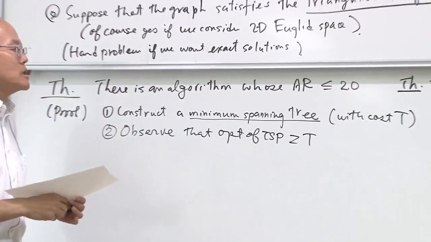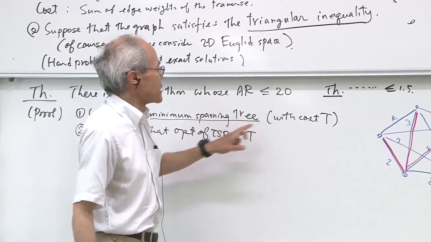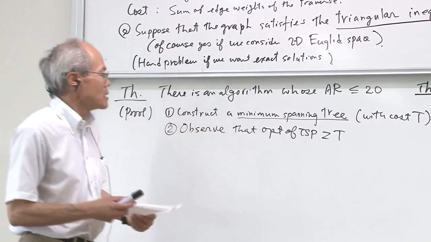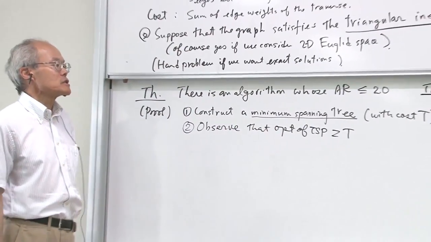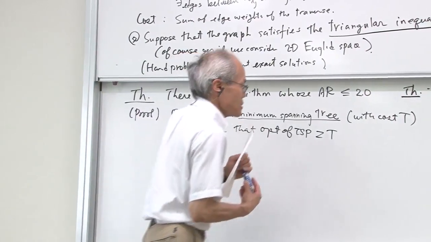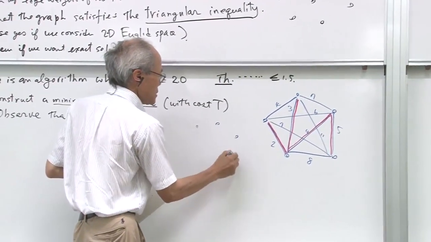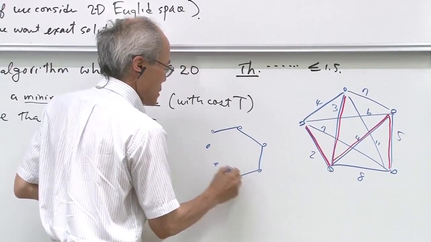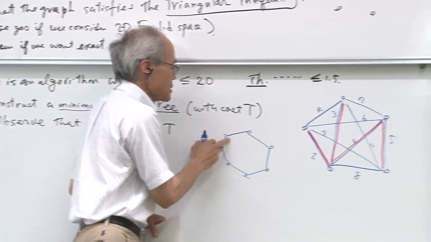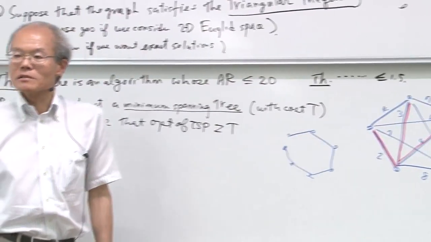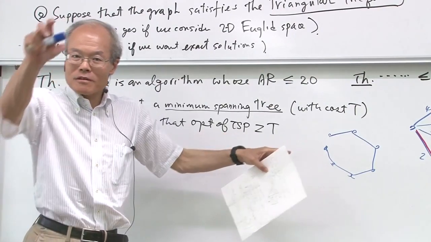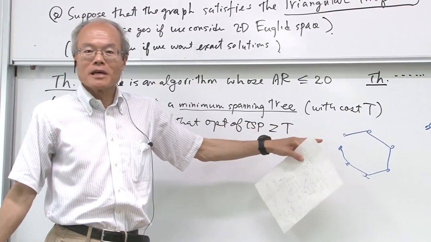Suppose that the cost of this spanning tree is t. Then you know that the optimal cost of TSP is at least t. Why? Because this is the optimal TSP. If you remove one edge from the optimal tour, then that becomes a spanning tree.